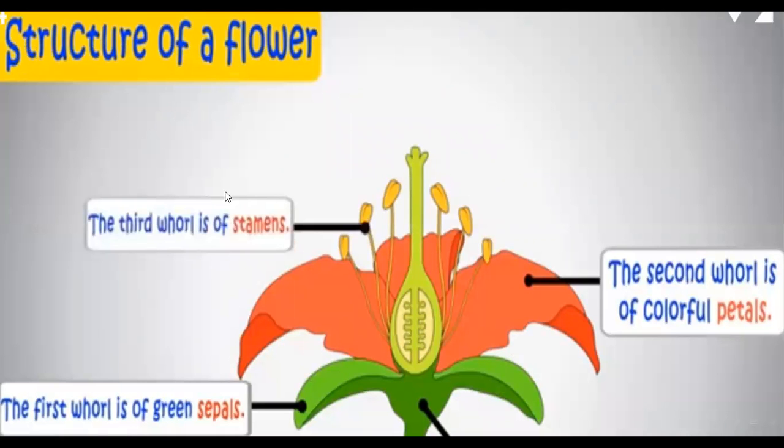Here we revise the structure of a flower. First of all, you see this colorful part of the flower called petal. The green leaf-like structure is called sepal. And these are called stamen, stigma, style, and ovary. Petal, sepal, stamen, stigma, style, and ovary.